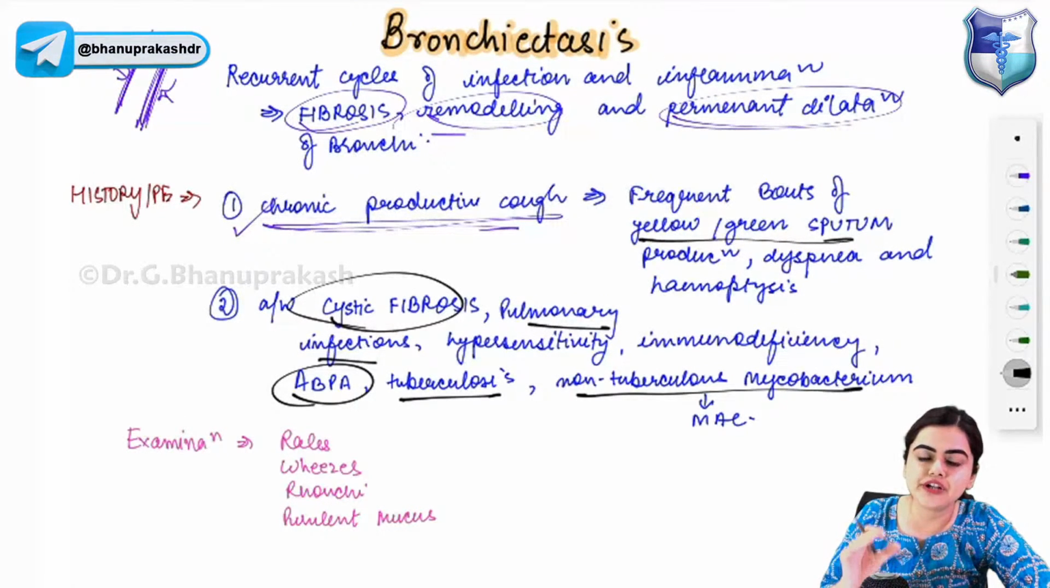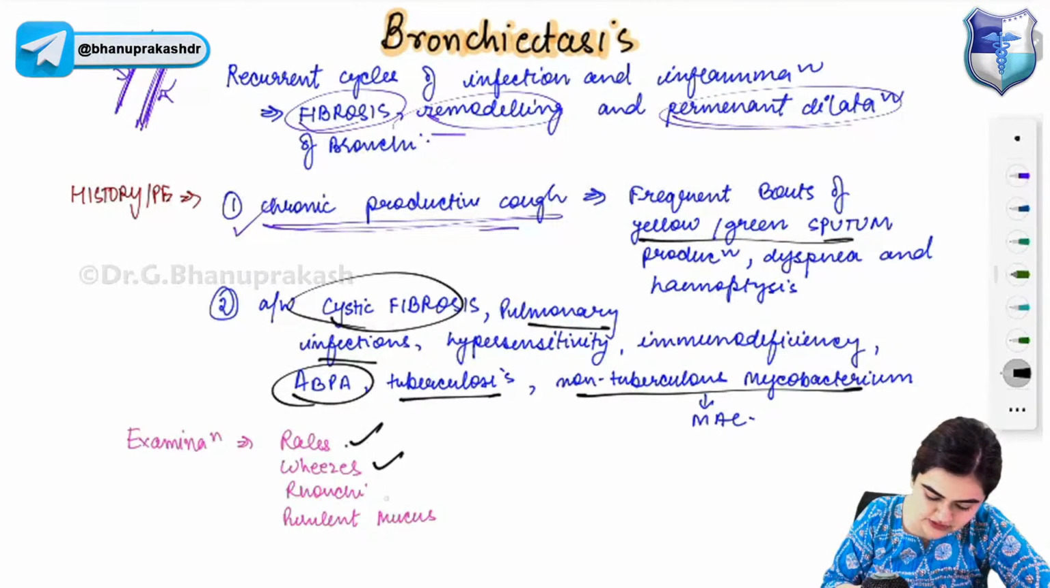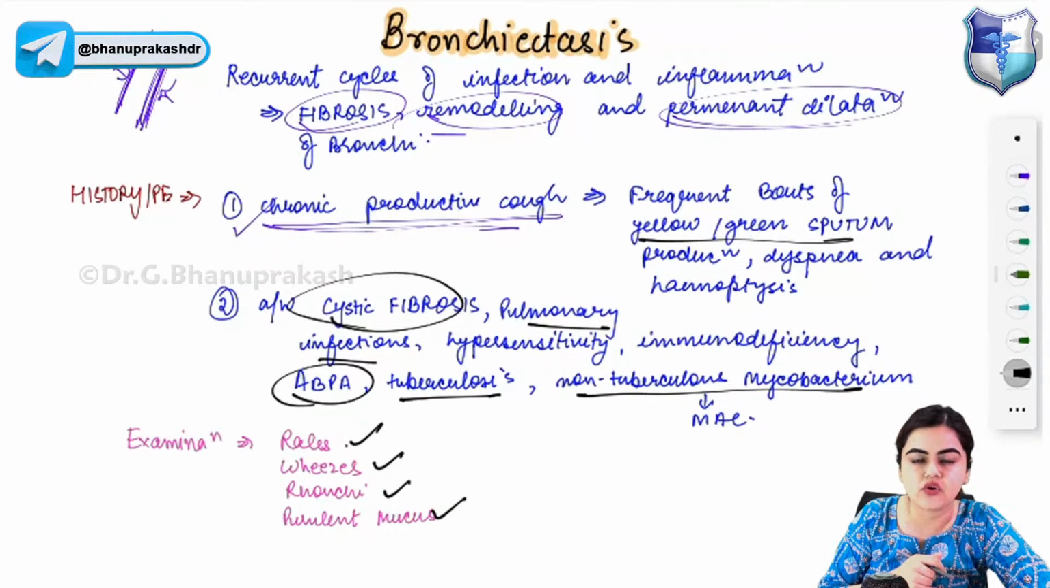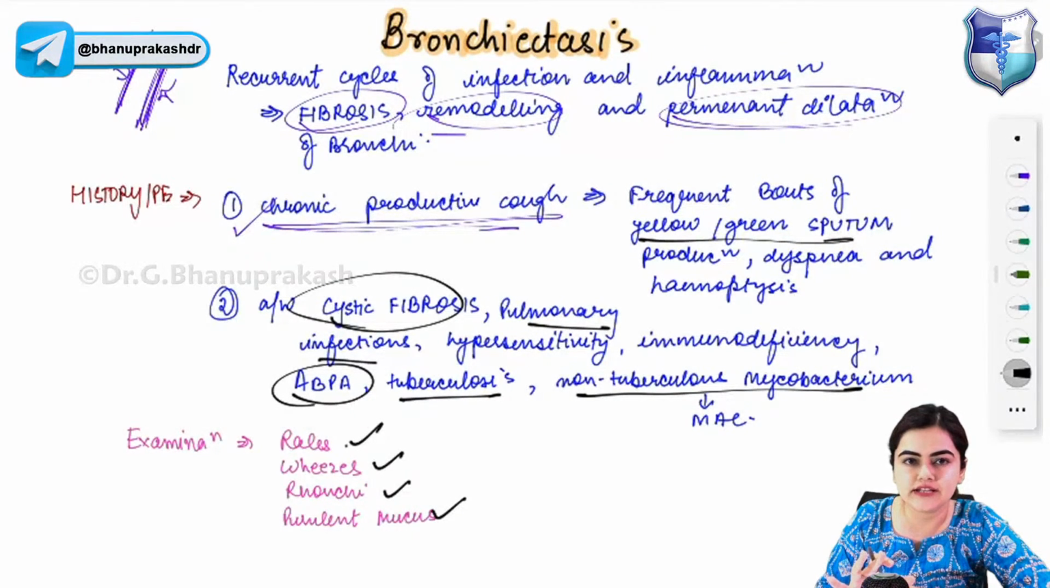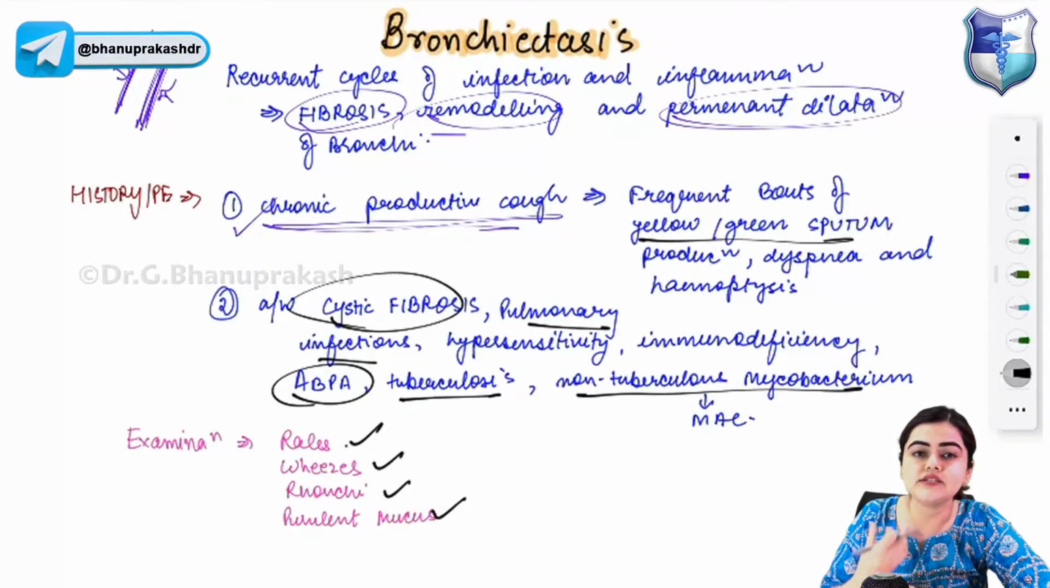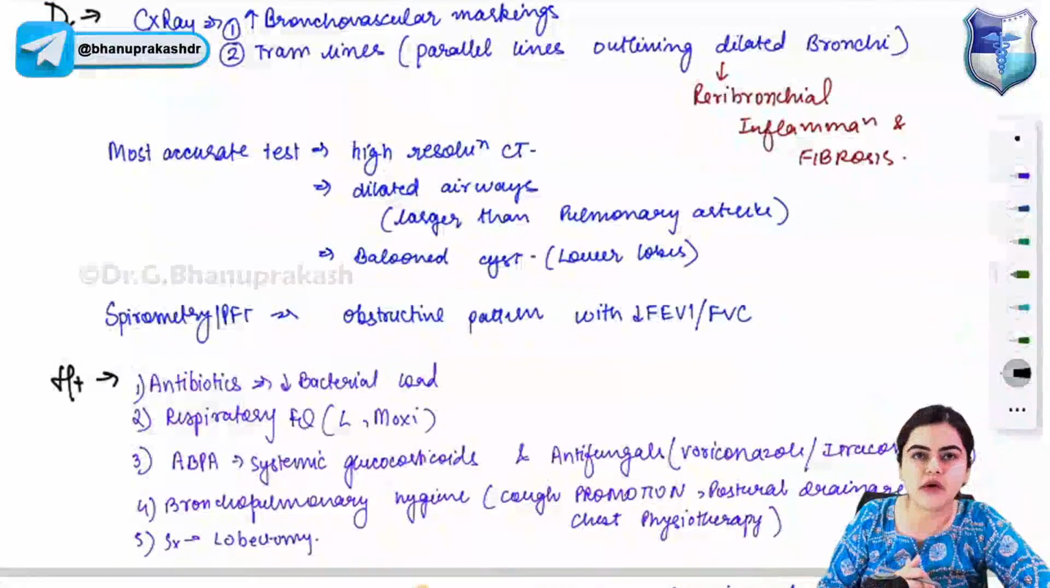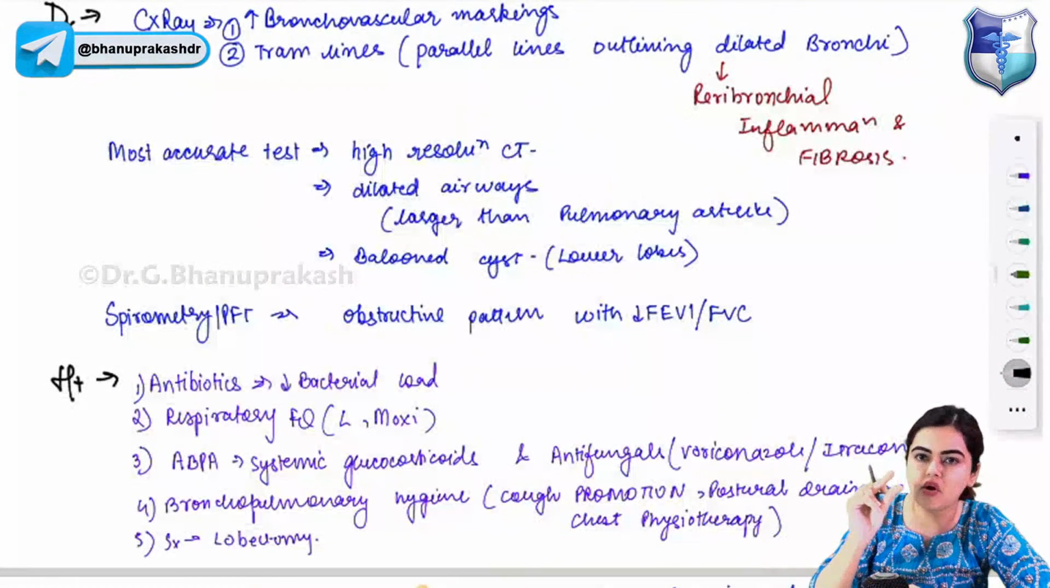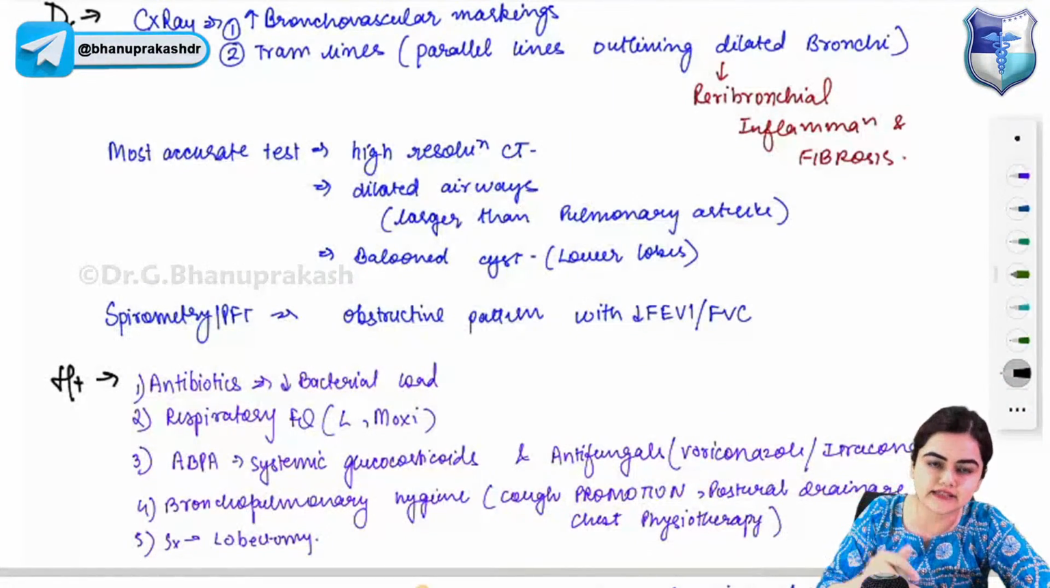Examination findings of bronchiectasis include rales, wheezes, rhonchi, and purulent mucus. These are the findings that you will get on examination. Now coming to the diagnosis part. Since the bronchi are dilated in bronchiectasis, the bronchovascular markings will increase.